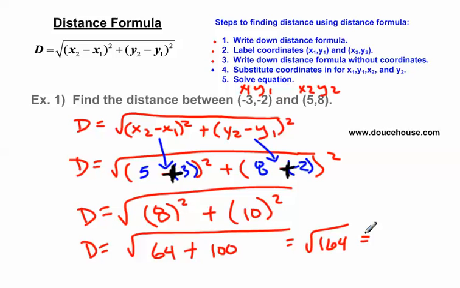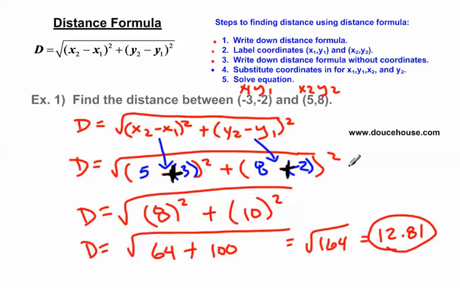And then when I plug this into my calculator, so the square root of 164, that gets me 12.81. So depending on how your teacher wants you to round, I'm going to have my students round it to the nearest 100th. So this gives me 12.81 is the distance between these 2 points.